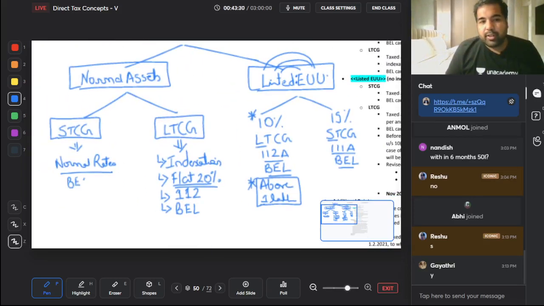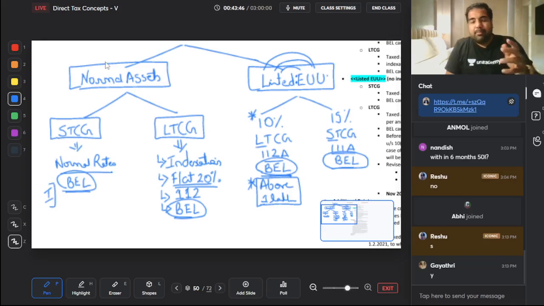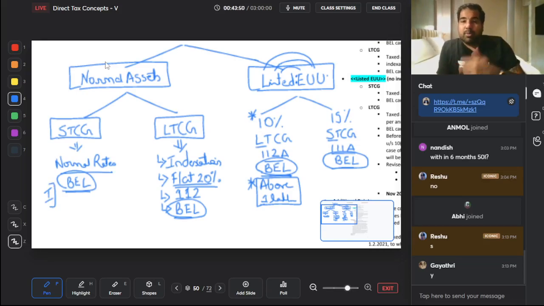This guy can also take it, this guy can also take it, this guy can also take it, and this guy can also take it. So all 4 can eat the cake. But who will eat the cake first is the question. So let's decide who will eat the cake first. So first, always the normal income will eat it. Example, if you have any house property income or PGBP income or IFOS income or salaries income, first that will be adjusted against the basic exemption limit.